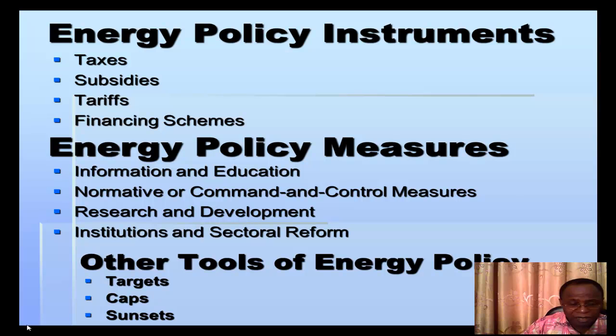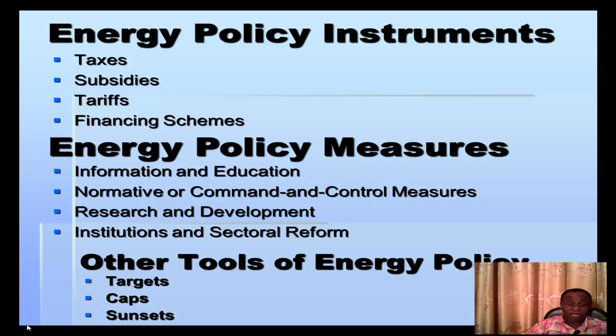Now, there are other tools that are coming up over time. I mean, it's a living world we live in, and therefore targets, for instance, have become very important, especially when it comes to renewable energy. Many countries are setting targets, 20% renewable energy by 2020, I think is what the European Union has set for itself, and different targets. There's also caps, caps on emissions, caps on levels of utilization of particular forms of fuel that one can set. And then there are sunsets, sunset clauses.